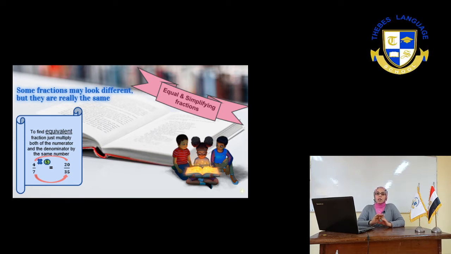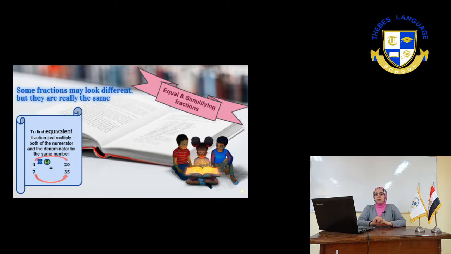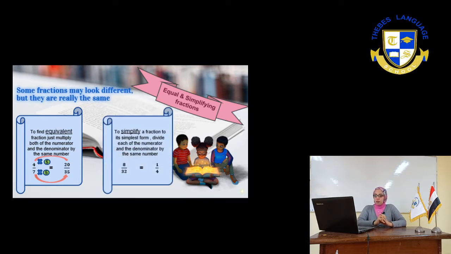In the fraction, as we do up, we must do the same down. So, 7 times 5 equals 35. So, 4 over 7 equals 20 over 35. Okay? This is an equal fraction.